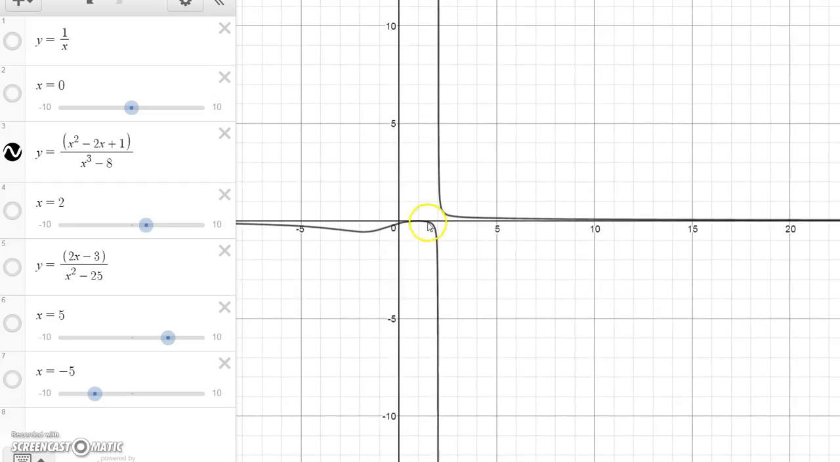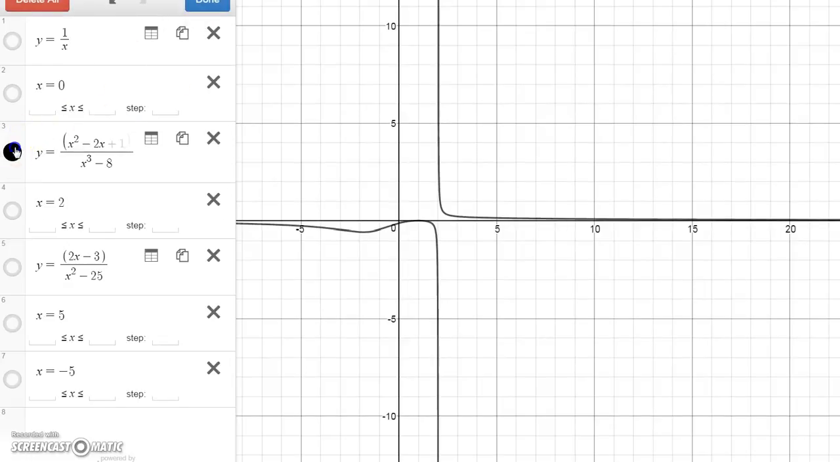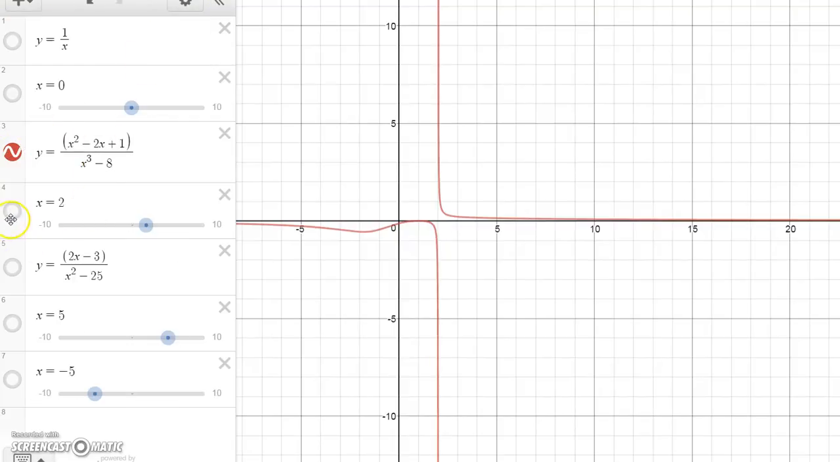So it's kind of funny looking here, but if you plot x equals 2, you can see that it has a vertical asymptote. Now the graph never actually touches that line, it just gets infinitely close to it. Let me change the color of the graph, and that might help us a little bit. There. Now you can see the graph has a vertical asymptote at x equals 2.